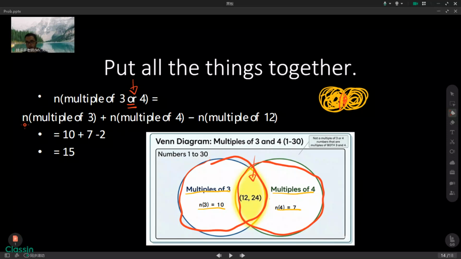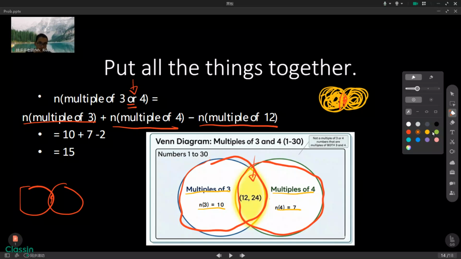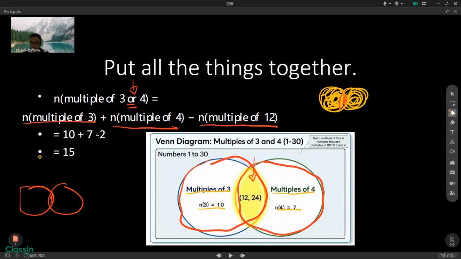So we use the number of multiple 3 here, plus the number of multiple 4 here. And since it's overlapping, it counted for twice. So we need to minus the number of multiple of 12 here. We need to minus this section. So it's 10 plus 7 minus 2, which is 15.